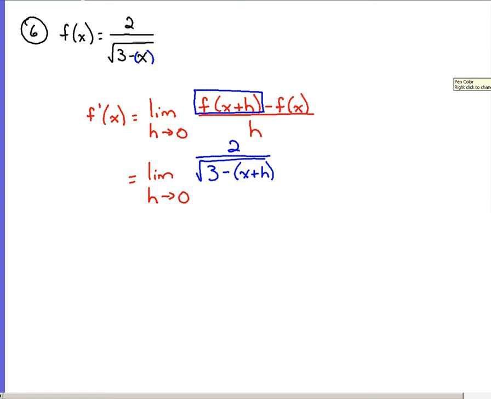Continuing with the difference quotient up here, we subtract what f of x is. F of x is the original function, which is 2 over the square root of 3 minus x. And that is all over h.